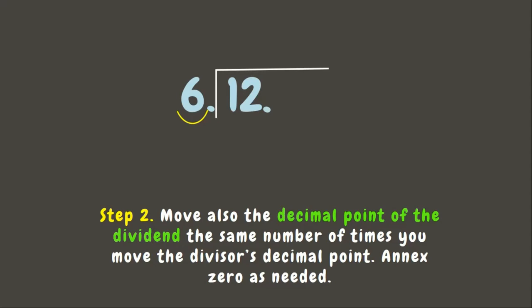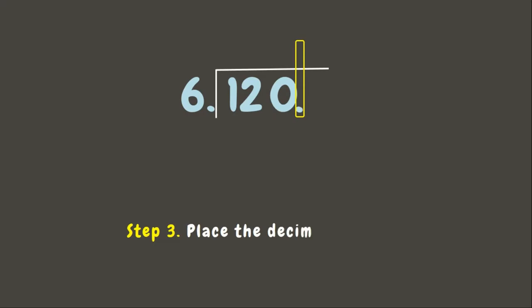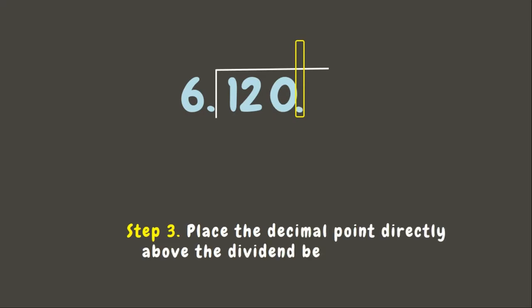There. Now, since we moved one time in the divisor's decimal point, we are also going to move the decimal point of the dividend one time to the right. Let's count. 1. Since there is an empty decimal place, let's put 0. There you go. Now 12 became 120. Now here, we are dividing 120 by 6. The next step is we place the decimal point directly above the dividend before dividing. There you go.